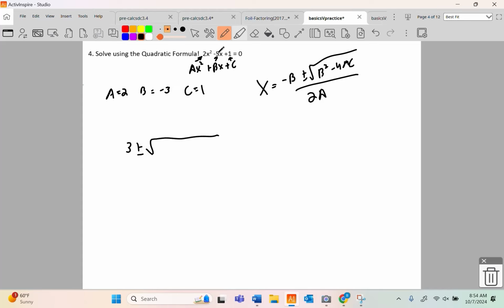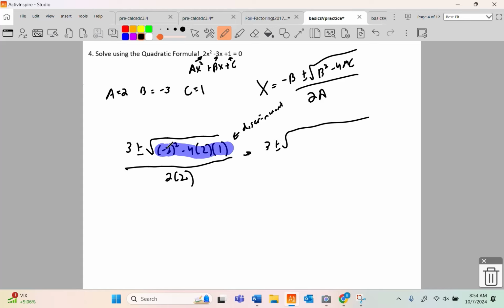Square root b squared minus 4 times a, which is 2, times c, which is 1, all over twice a. I plugged into the formula. Now I'm going to crank out the math. Me and pretty much every other math teacher I've ever seen do this, we start here. We do the inside. We do this piece called the discriminant. I don't know if I'll talk about that tomorrow. It just depends if I remember or not.